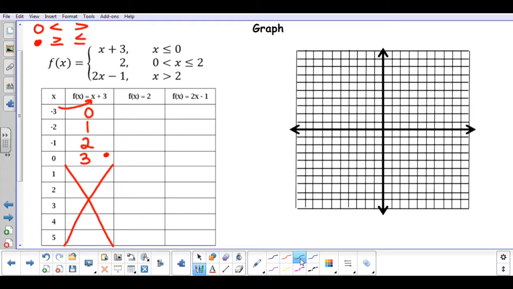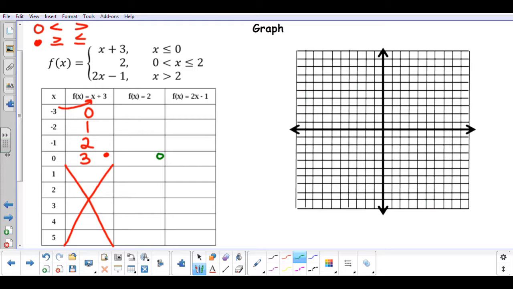Now if I go to the middle graph, the 2. This one is only existent between 0 and 2. So this is a nice statement. It gives me a starting point and an ending point. So if I go to the 0, the inequality that follows is the type of circle that I need to be using. Since it is less than, I'm going to be using an open dot. So in my 0, I'm going to be putting an open dot.